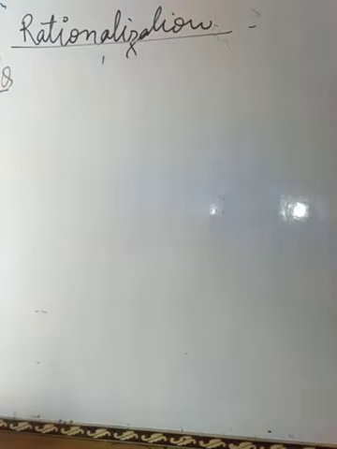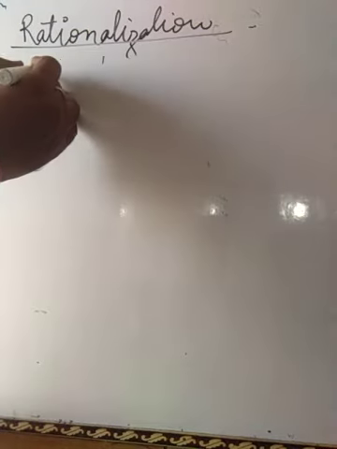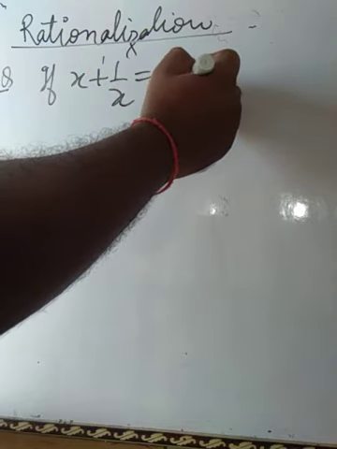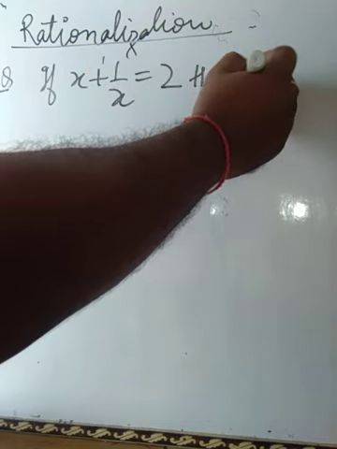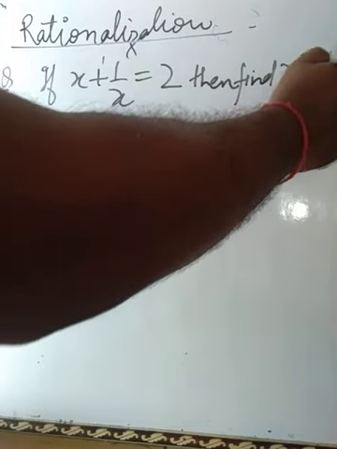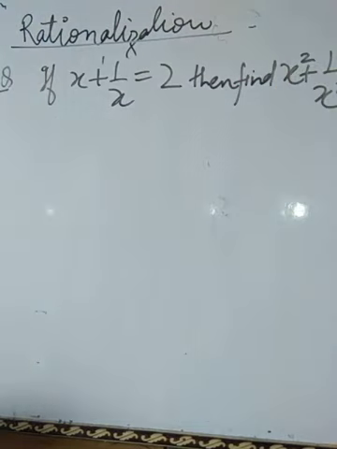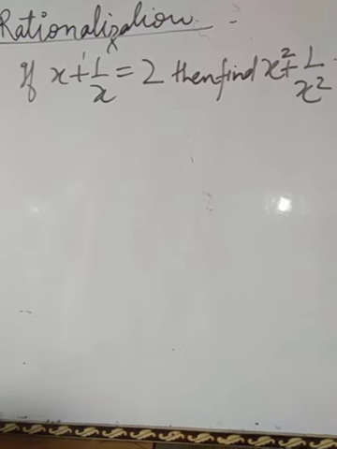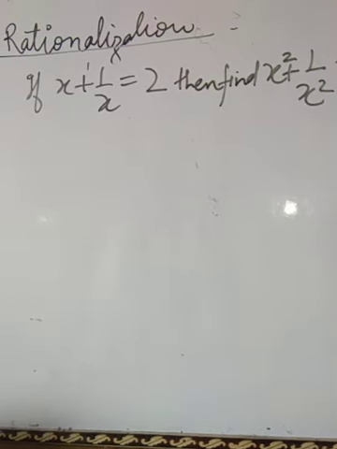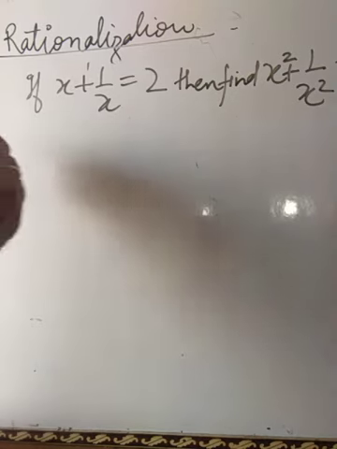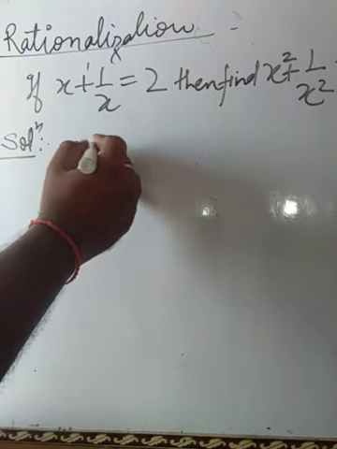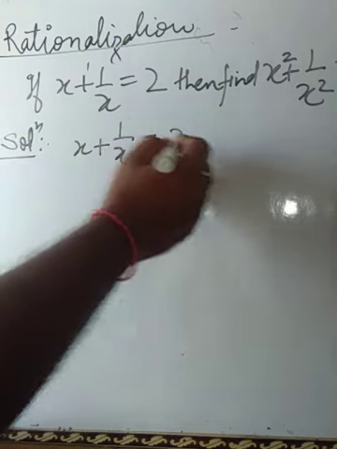The next question is given as: if x plus 1 upon x equals 2, then find x square plus 1 upon x square. Okay, one thing is given and we need to find the second one. Got it? So let's do this. As a solution, we can write x plus 1 upon x equals 2.